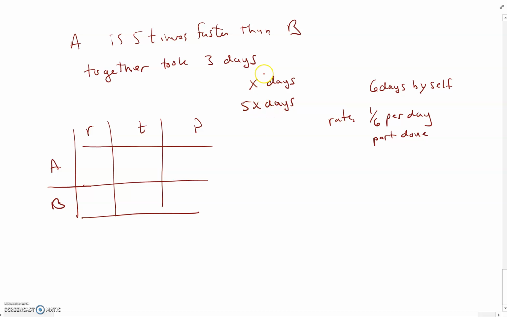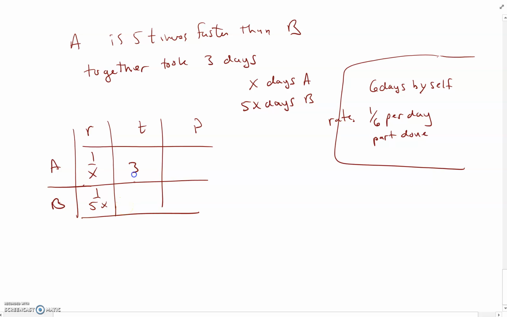So what's the rate of A? If it takes 6 days, it's 1/6. So if it takes X days, it's 1 over X. This is just a side note. It's not the actual problem. It's to help us understand the idea. So 5X is for B, so his rate is 1 over 5X.